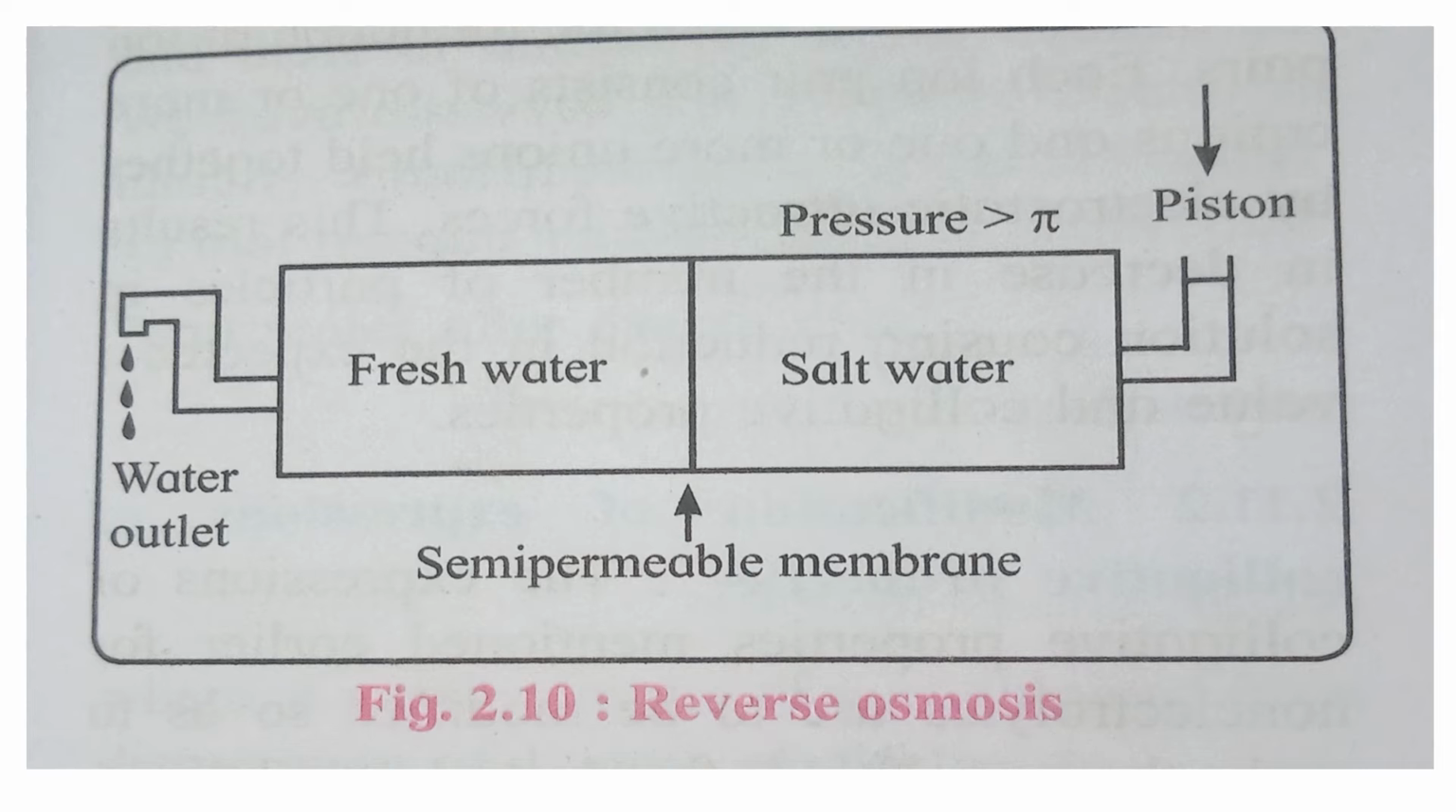This diagram you have to observe, that is fresh water and that is salty water. This pressure is greater than pi, that is the piston, you have to see the pressure you will apply. Then the semi-permeable membrane, what happens here, this fresh water comes from salty water. Fresh water is coming from salty water. This is the simple reverse osmosis process. Okay, next point.